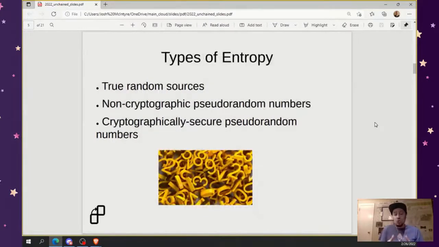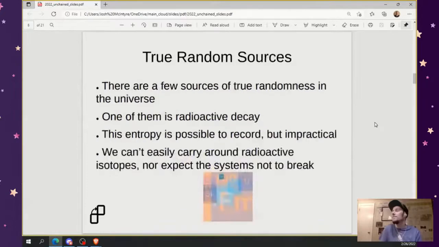There are true random sources that can actually be captured in a computer science sense for use. There are non-cryptographic pseudo-random numbers, and there are cryptographically secure pseudo-random number sources. And that's what we are usually talking about when we're talking about applied cryptography.